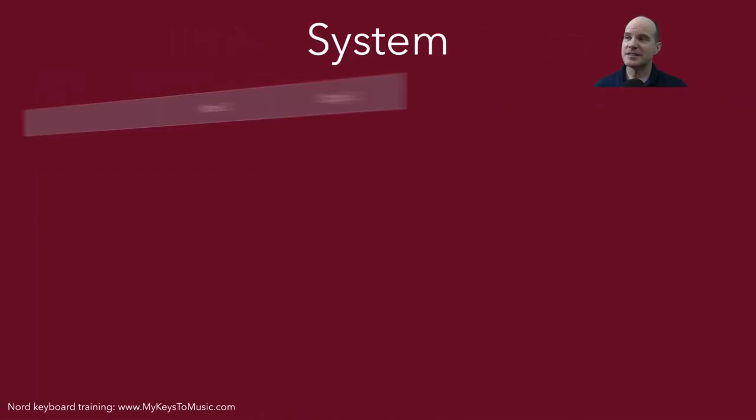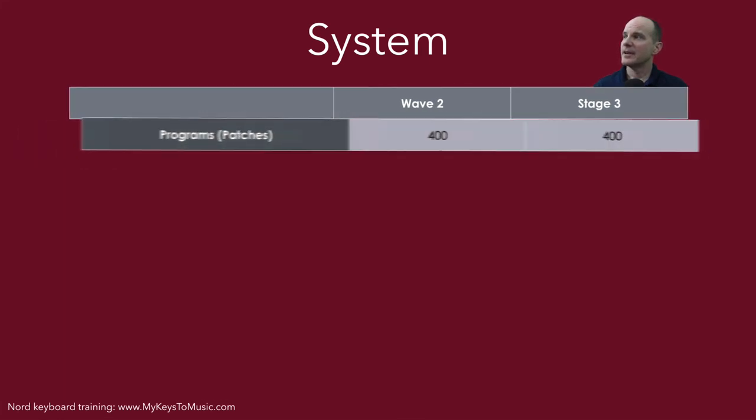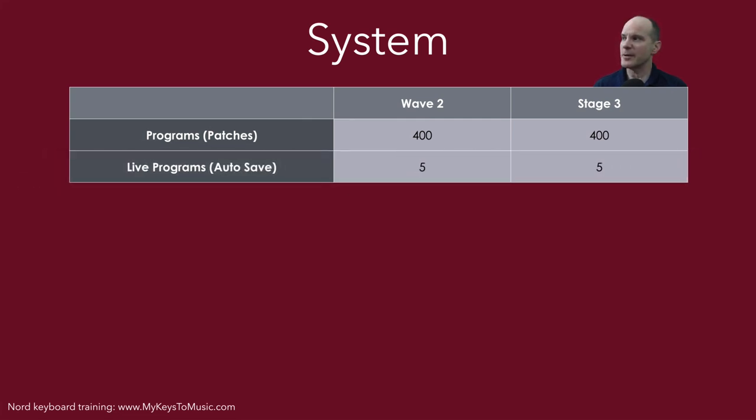So now we come to the system part of our comparison. We have something called programs, or patches as they're better known in the world of keyboards. There's 400 locations that you can store your own programs. A lot of them come pre-filled in from the factory. I'd say probably 300 or so come filled in from the factory, giving you 100 empty for you to play with, but you can manipulate or change all 400 if you want, as far as making your own space for programs. There's 5 locations for what's called live programs.